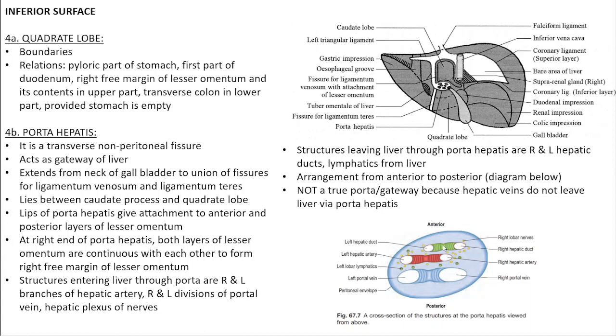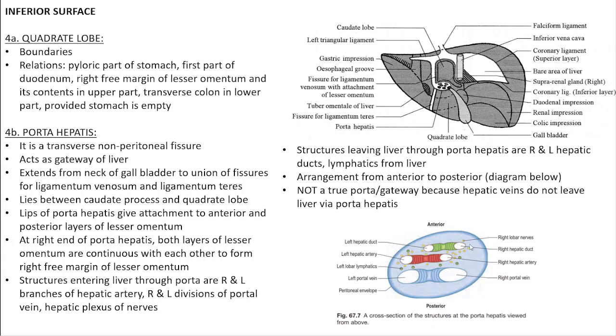Then we can see that it contains the bifurcation of the common hepatic duct into left and right hepatic ducts. It is actually not bifurcation but union of the right hepatic duct and the left hepatic duct to form the common hepatic duct. So what is leaving the liver through the porta hepatis? They are the right and the left hepatic ducts and certain lymphatic vessels, the deep lymphatic vessels. And what is entering the liver? The left and the right branches of hepatic artery, the left and right divisions of portal vein, and the hepatic plexus of nerves.